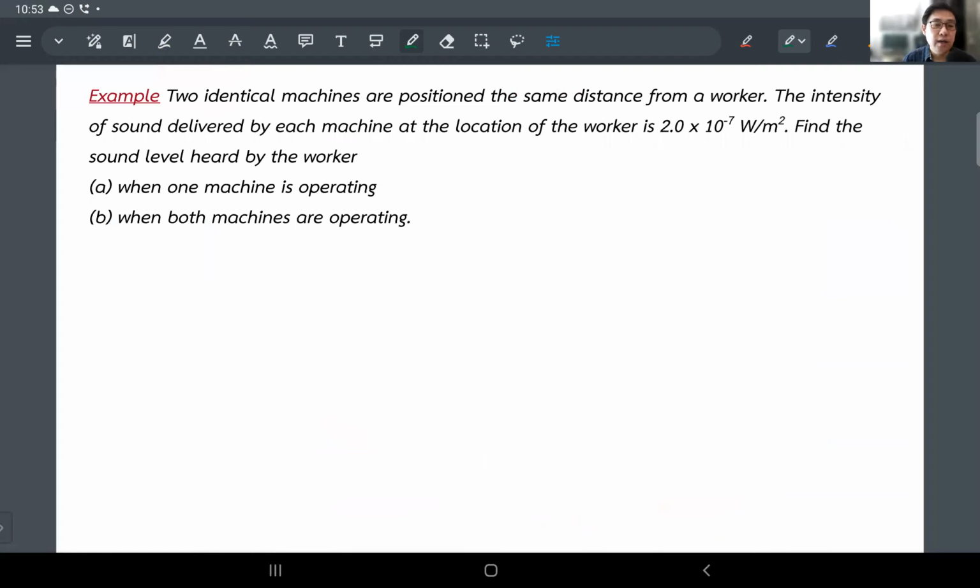Sounds good? All right, so two identical machines are positioned the same distance from a worker. The intensity of sound delivered by each machine at the location of the worker is given. Find the sound level heard by the worker if one machine is operating. One machine operating is easy to do because you have a machine running. Anyway, this is the machine, and then you're standing right here, at some distance.